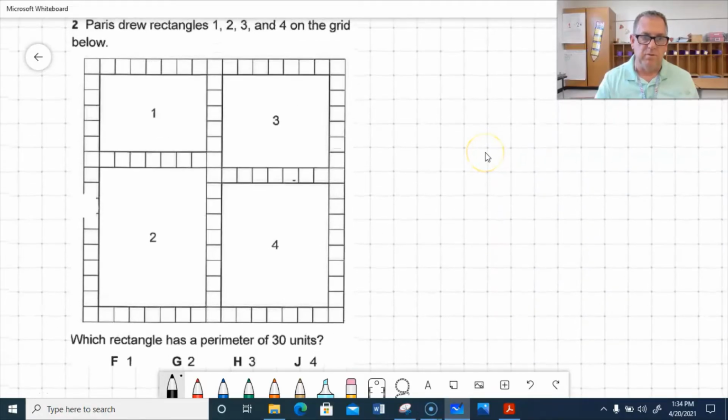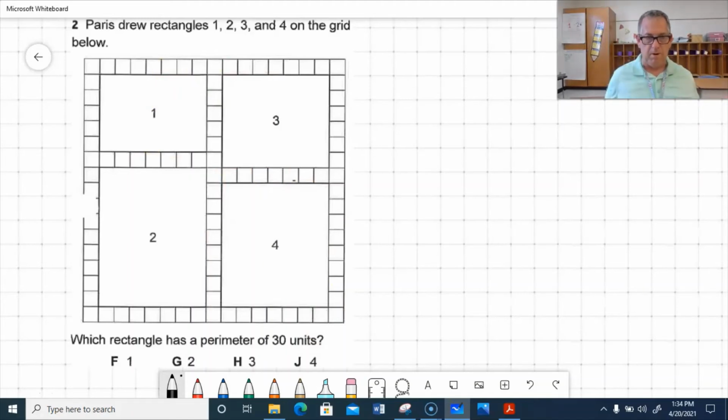Okay, got a guided practice question right here. Follow along as I read. It says Paris drew rectangles 1, 2, 3, and 4 on the grid below. Those are the 4 rectangles. Which rectangle has a perimeter of 30 units? So we'll basically go through here and figure out what the perimeter of each one of these shapes is.